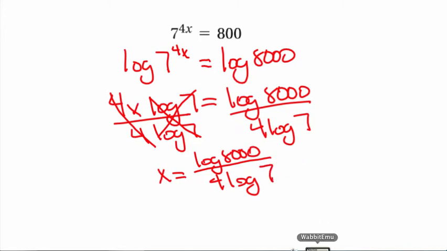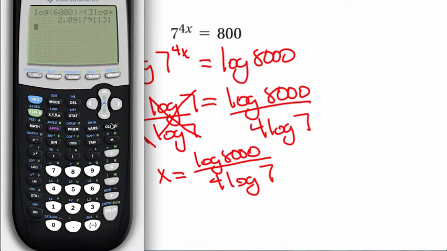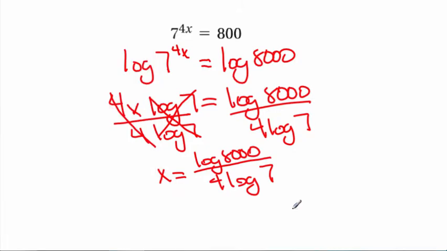Pull up my calculator. Log 800 divided by, open, 4 log 7, close, close, enter. So 1.155. So x is going to be about 1.155.